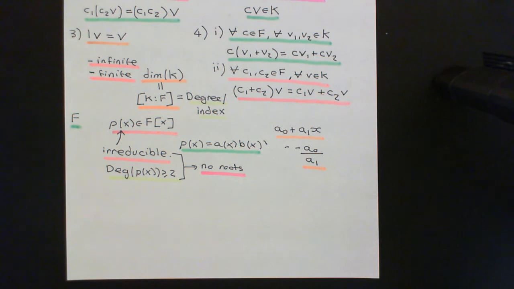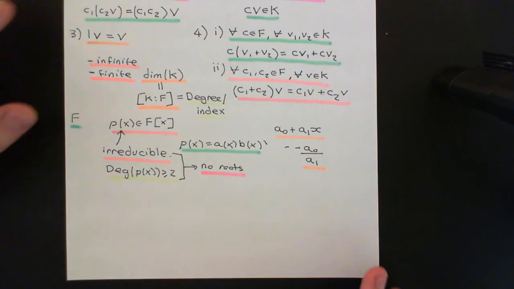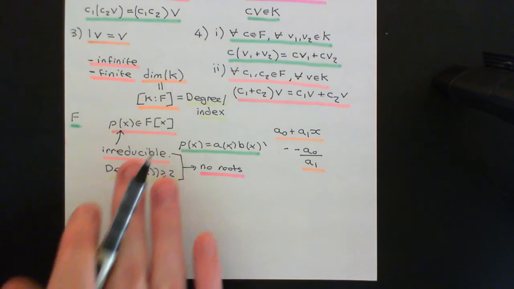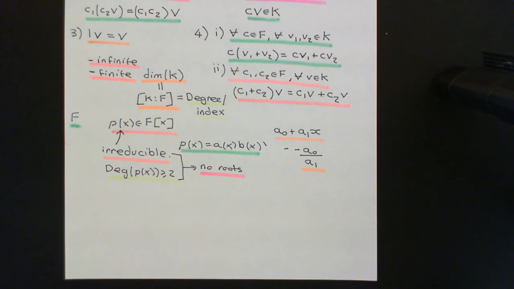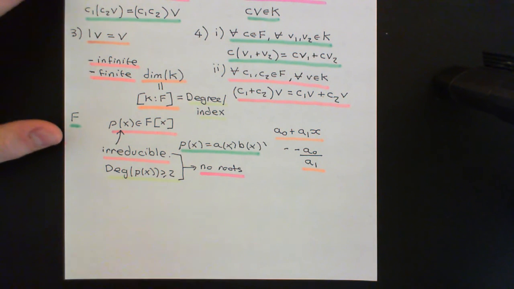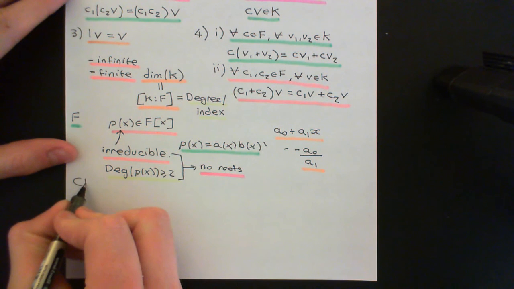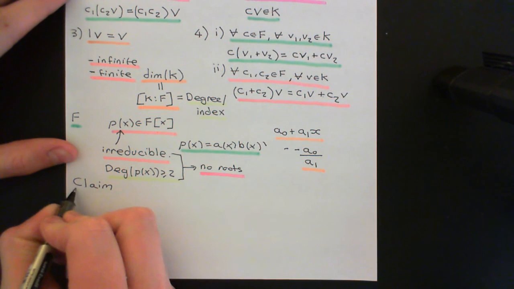And now what we're going to consider doing is trying to build a field extension of the field capital F, a bigger field that contains the field capital F, and which is going to have a solution to this polynomial P of x, which therefore is no longer going to be irreducible in the ring of polynomials over our larger field extension. Okay, so here comes the big claim.